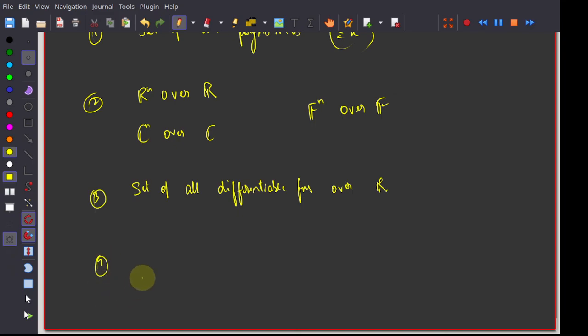Here's a slightly more complicated thing. What about R over Q? Q is a field. R is also a field. What about R over Q? The field is Q and the vector space is R. The set V is equal to R. Does this form a vector space? It does. What is the dimension of this vector space?